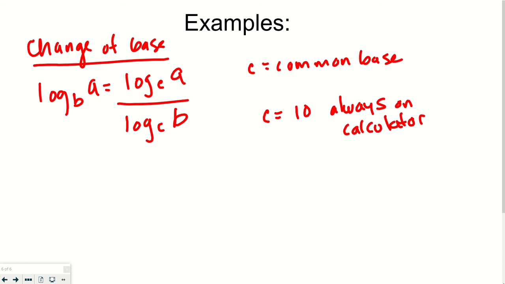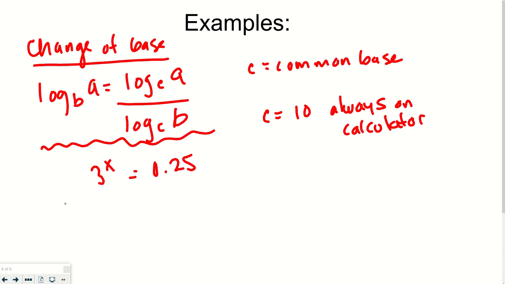Okay, always on the calculator. So okay, we're going to use this idea and look into the steps. So here we have, let's do an example. We're going to use this idea. So let's say you have 3^x equals 0.25. Okay, we're going to use the inverse.